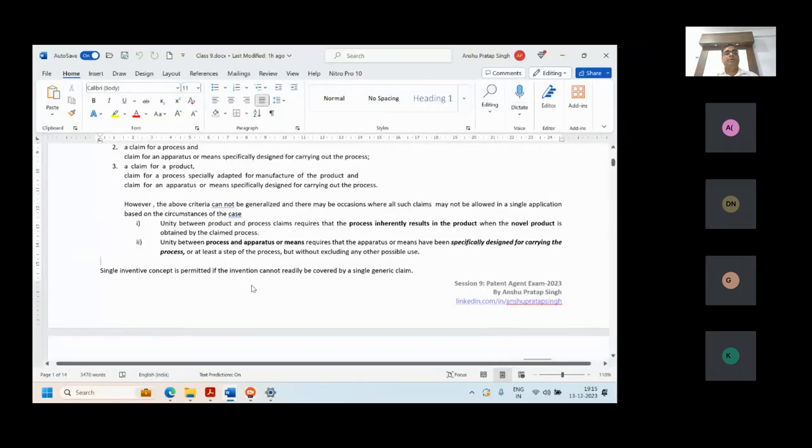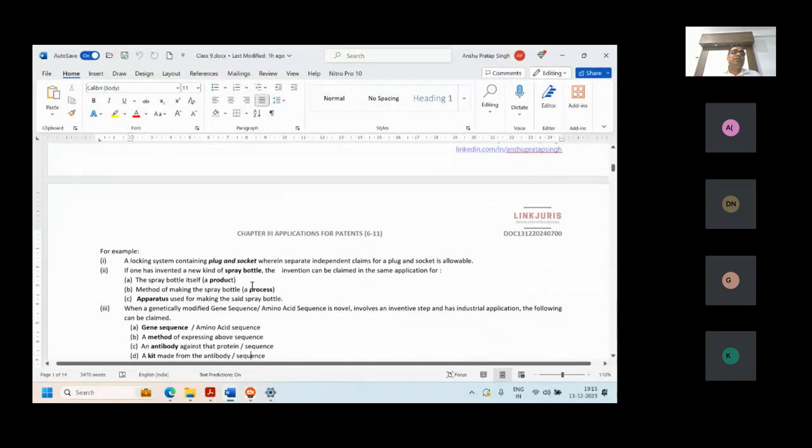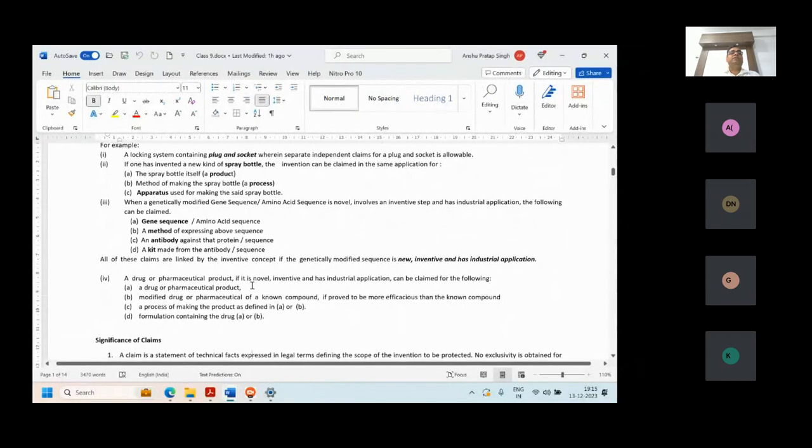These are the single inventive concept. The most important thing to understand is that a single inventive concept is permitted if the invention cannot readily be covered in a single generic claim. Examples will be like this. Suppose you have a locking system which contains a plug and a socket. Then you can claim the plug separately and the socket separately. It will be considered as a single inventive concept.